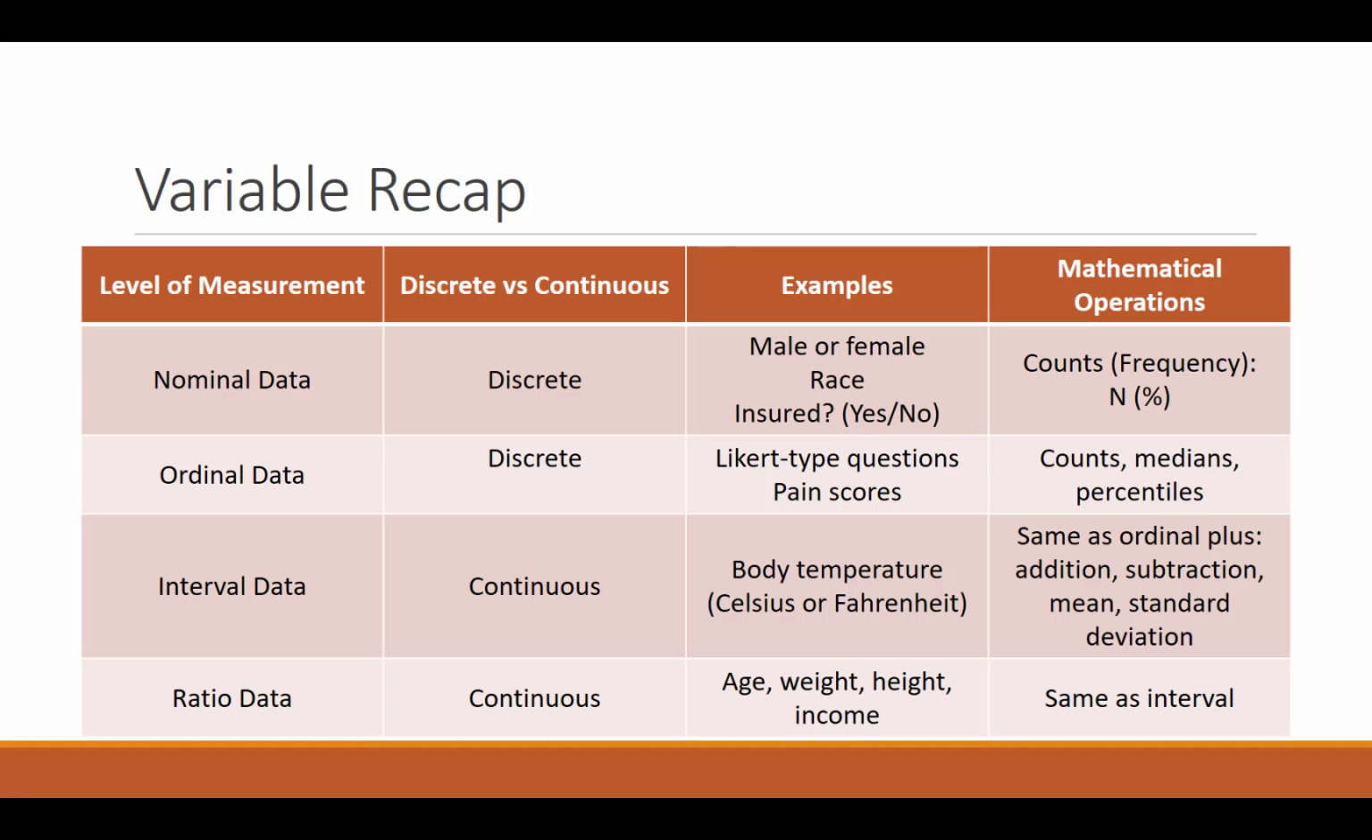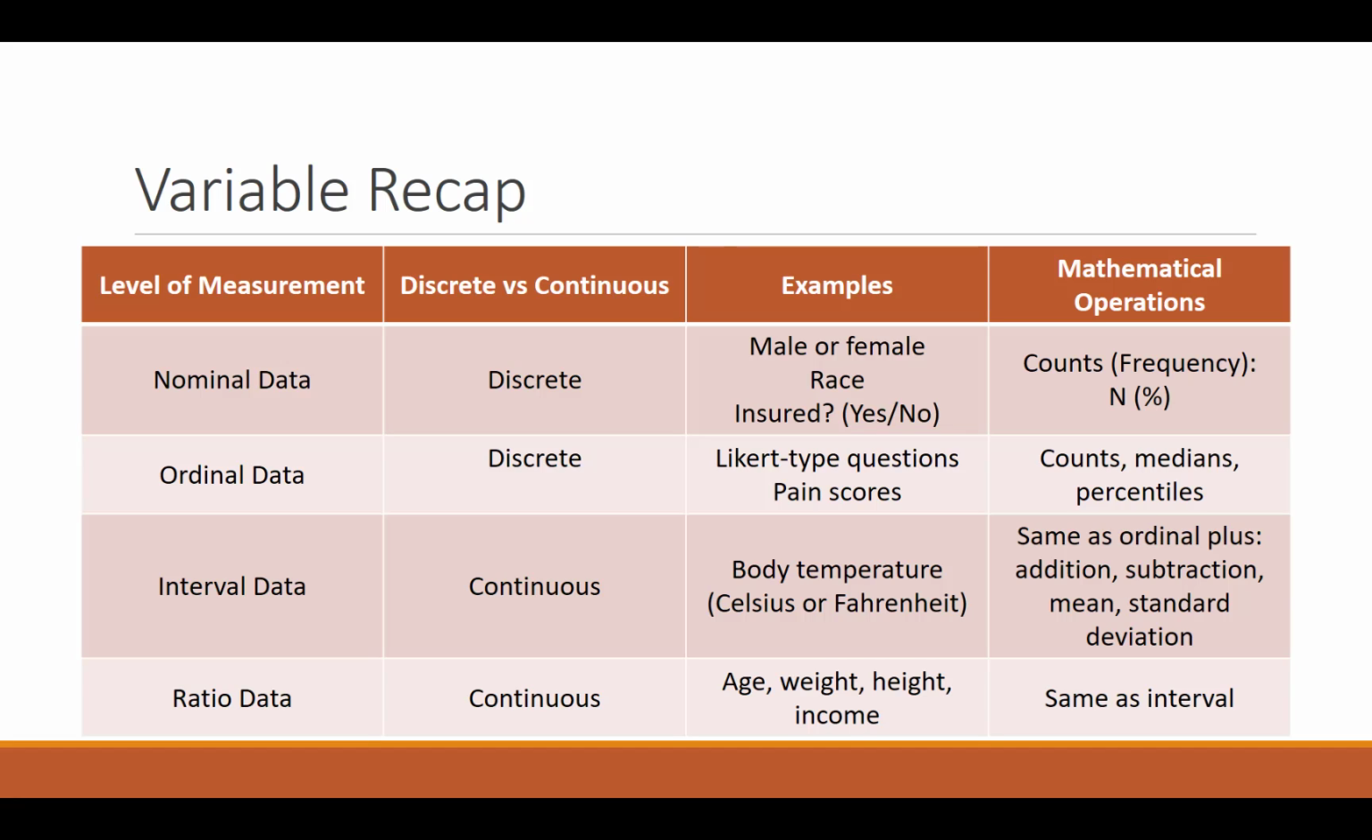Let's briefly recap what we talked about in terms of variable classifications. The left-handmost column on this chart is the level of measurement, so nominal, ordinal, interval, and ratio data. Nominal data and ordinal data are both discrete. There's a limited number of values that those two variables can take. An example of nominal data would be male or female, race, whether or not a patient is insured. So these are different categories which can't be ranked.